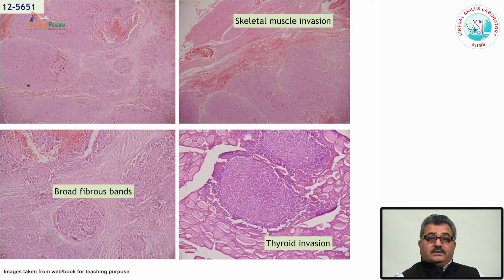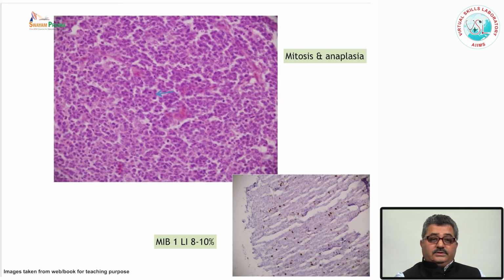This is one example of carcinoma. Look at these lobules of cells. They are separated by thick bands of fibrous septa, and this is very much indicative of carcinoma. Skeletal muscle invasion and thyroid invasion are all indicative of carcinoma. Now mitosis, they show the presence of mitosis, and the anaplasia also indicates malignancy. MIB labeling index is usually between 8 to 10% as compared to the adenomas. It is usually more than 5.